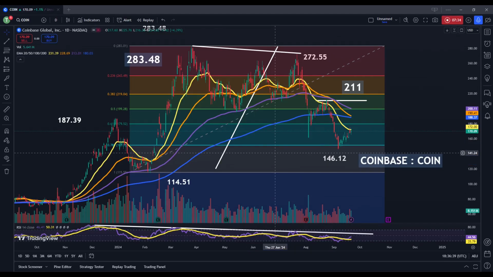So here's the current stock market update for Coinbase Global Incorporated, stock ticker COIN.